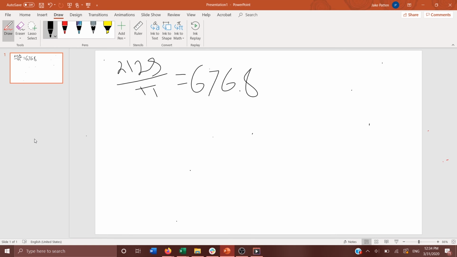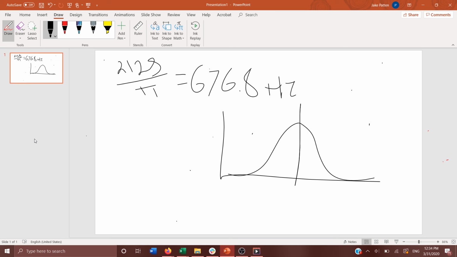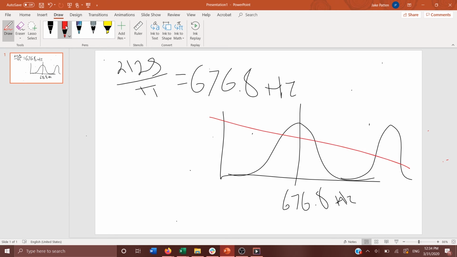2125 over pi is 676.8, I think, if I'm remembering it correctly. So 676.8 hertz is the resonant frequency for that Helmholtz resonator. If you were going to look at it on a graph, the filter for that resonator would be this, with the center frequency at 676.8 hertz. Why? Because a Helmholtz resonator only has one resonant frequency. If you had another peak over here, this would be like a big no-no. There's only one resonant frequency for a Helmholtz resonator.